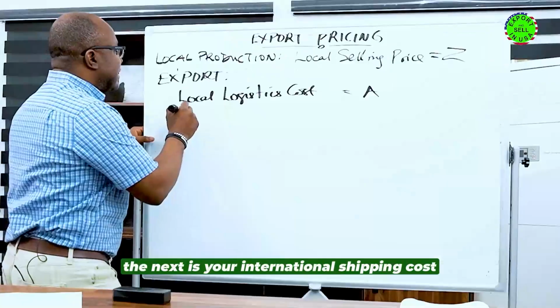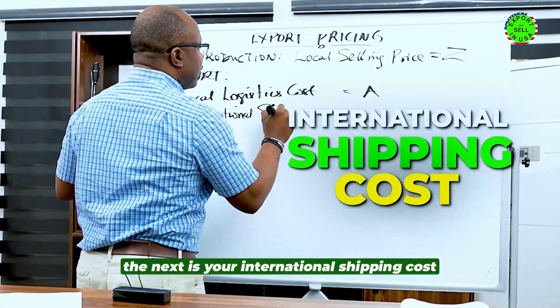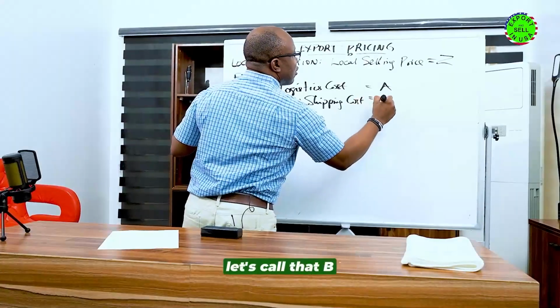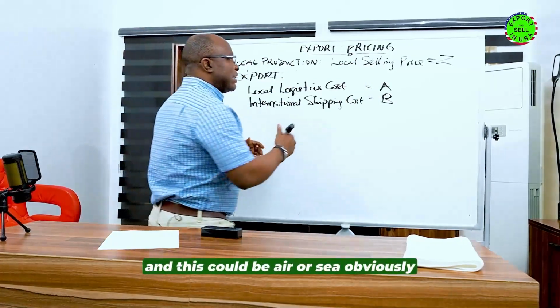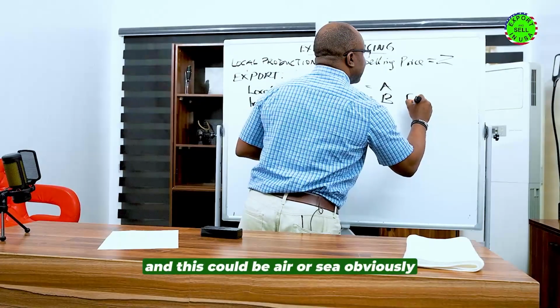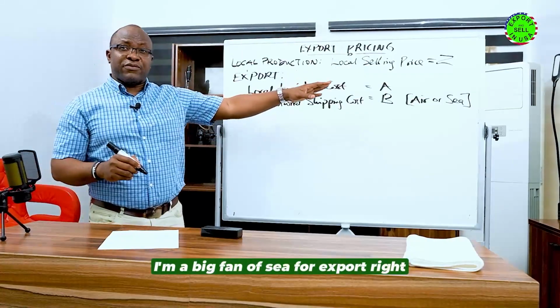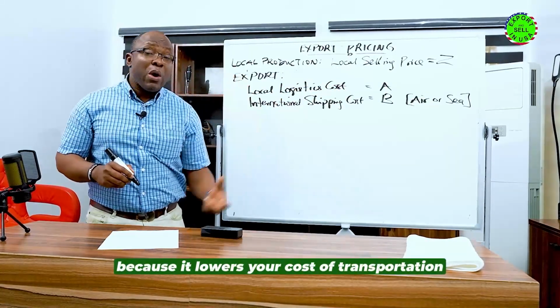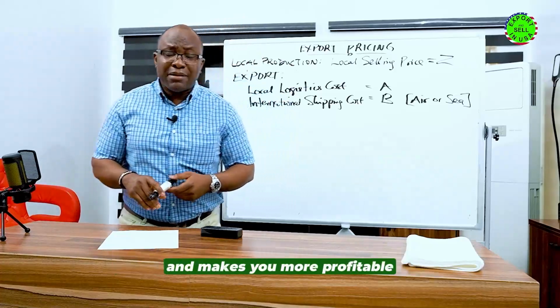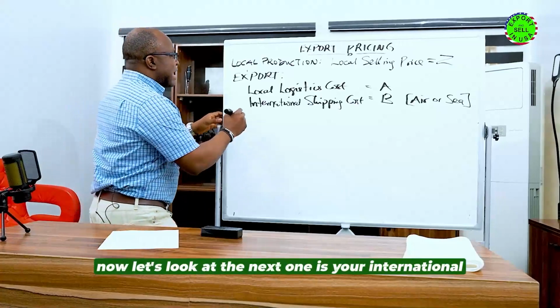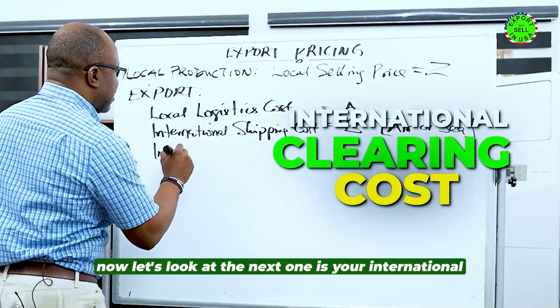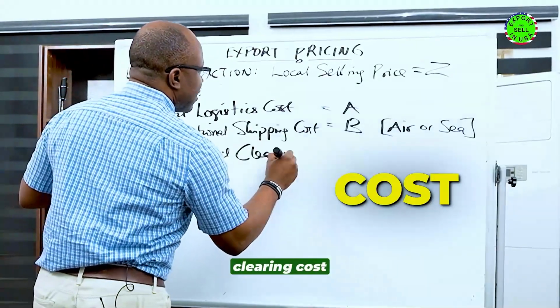The next is your international shipping cost. Let's call that B. Okay, obviously somebody's going to ship it, and this could be air or sea. I'm a big fan of sea for export, right? Because it lowers your cost of transportation and makes you more profitable, makes you more competitive. Now the next one is your international clearing cost.